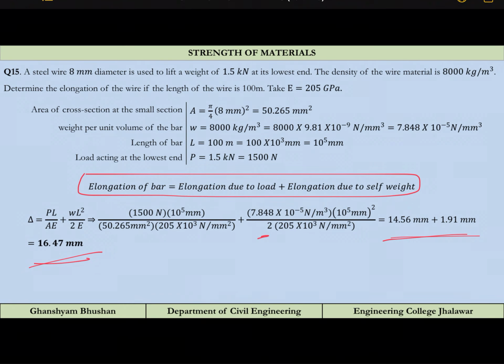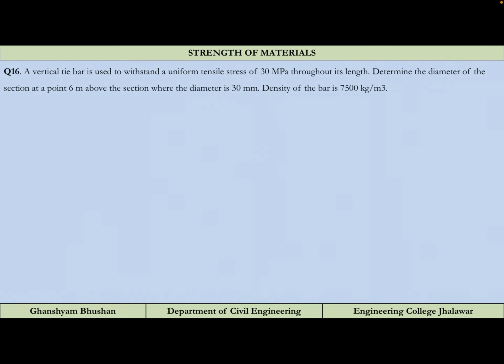So this was all about self weight. Now let us see a different problem. A vertical tie bar is used to withstand a uniform tensile stress of 30 megapascal throughout its length. Determine the diameter of the section at a point 6 meter above the section where the diameter is 30 mm. Density of bar is given as 7500 kg per meter cube.